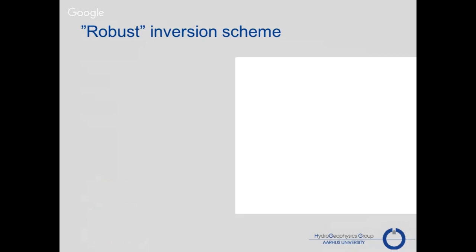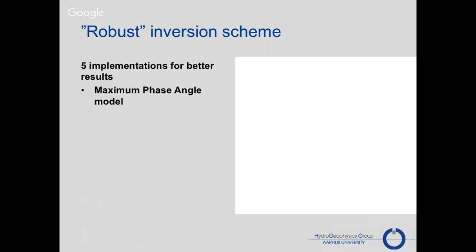And the idea was to try to have an inversion that is more robust than a classic inversion, putting 4 parameters in the inversion as it is. So we tried 5 types of tricks for improving things. The first thing was to use a different parameterization.